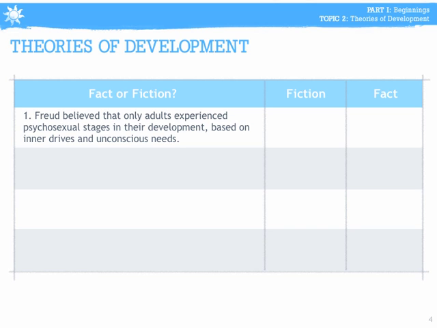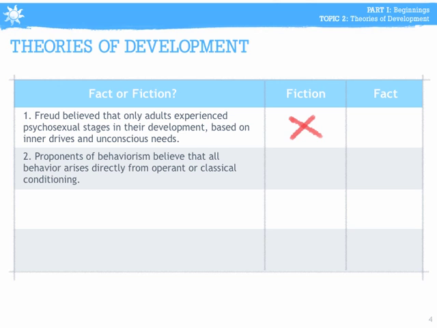Freud believed that only adults experience psychosexual stages in their development based on inner drives and unconscious needs. This is not true. Number 2, proponents of behaviorism believe that all behavior arises directly from operant or classical conditioning. This is also not true.